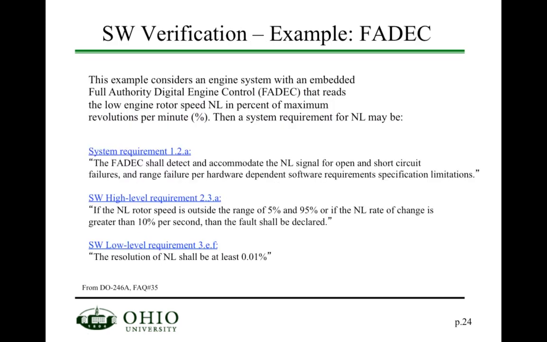Now, an example that I gave here is the FADEC example. In this case, FADEC is a full authority digital engine controller. It reads out the low engine rotor speed, NL, in % of maximum revolutions per minute. And this comes from DO-248C, frequently asked question 35. It gives you 3 examples, one for a system requirement, one for a high-level requirement, one for a low-level requirement. And you see that the FADEC shall detect and accommodate the NL signal for open and short circuit failures and range failure per hardware-dependent software requirements specification limitations.